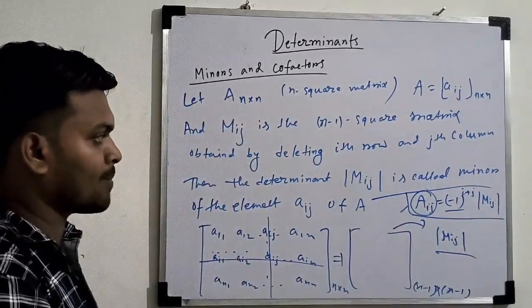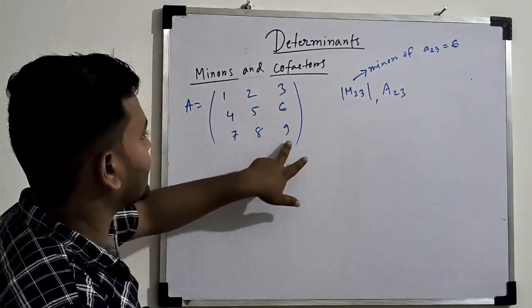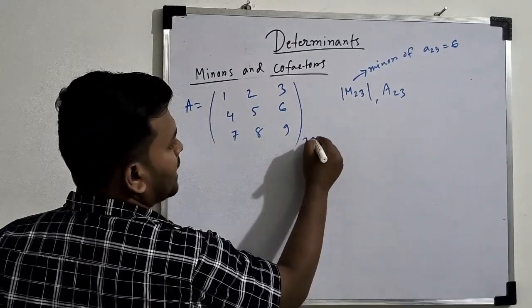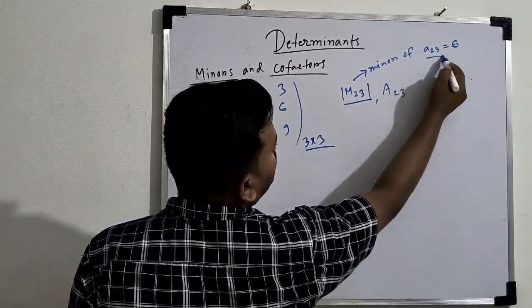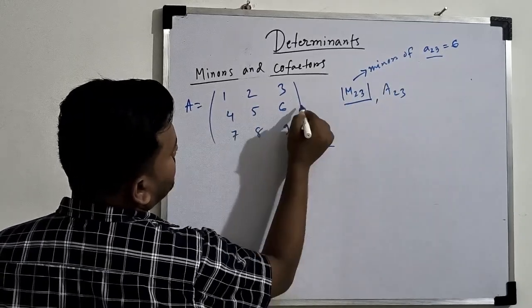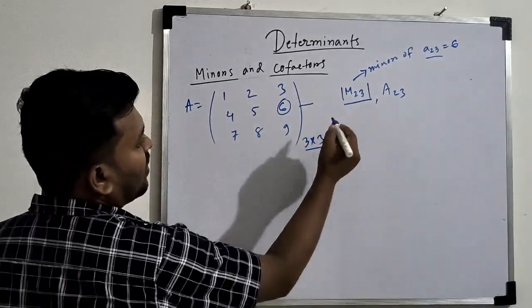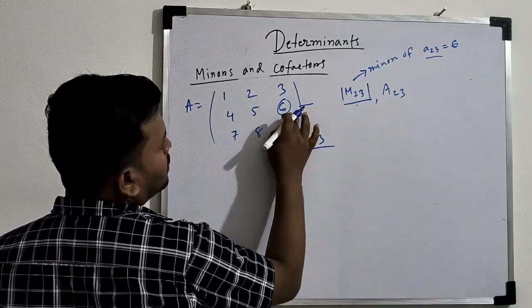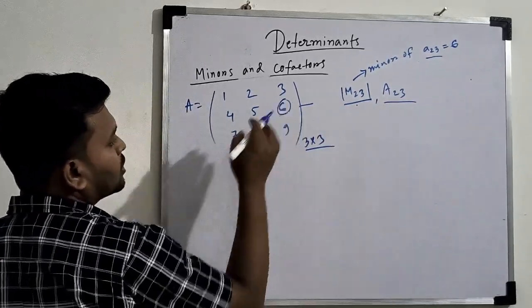Let us take an example. A is a given matrix. The elements are 1 2 3 4 5 6 7 8 9, that is a 3 cross 3 matrix, and we will find the minor of the element a23, that is second row, third column. This is the second row, this is the third column, so this is 6. So we have to find the minor corresponding to this element 6 and the cofactor corresponding to this.